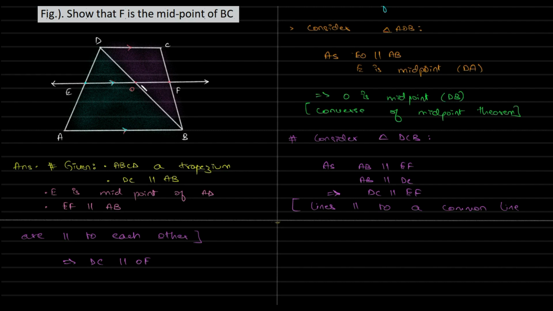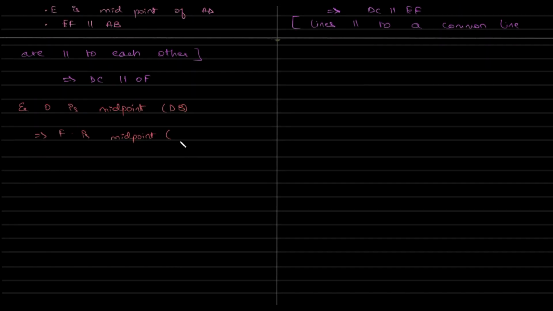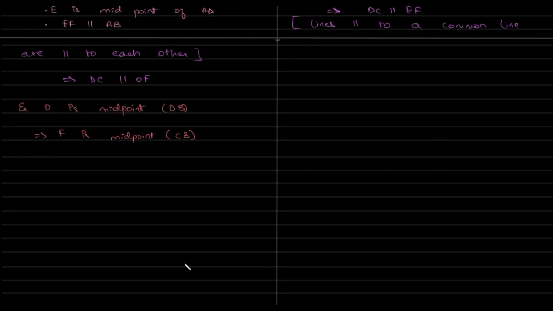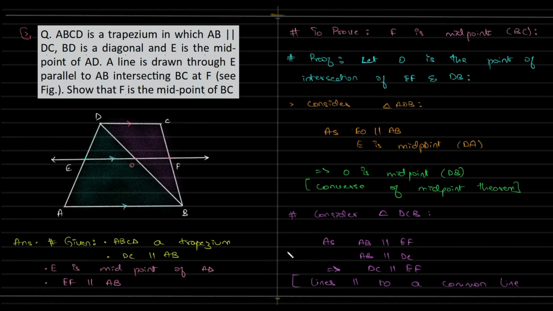Then O is the midpoint of DB. So what can we conclude? We can conclude that F is the midpoint of CB. Again, this is as per the converse of the midpoint theorem. You need not write it because we already stated it once. And this is your answer.